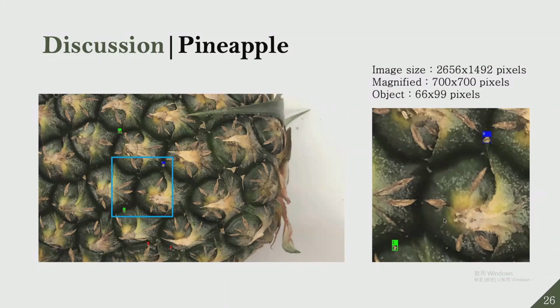The other case is also the pineapple. In this case, the model recognizes a round object as a scale insect. Maybe it recognizes a leaf or a spike on the pineapple as a scale insect. I guess it's an annotation problem, and I will discuss it later.